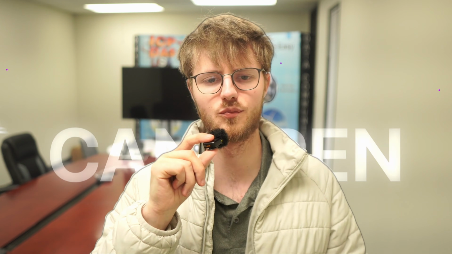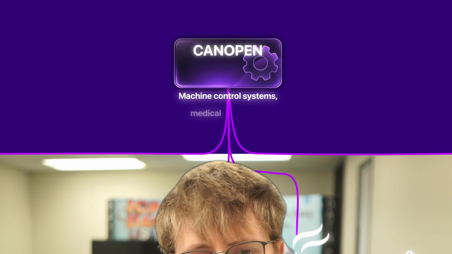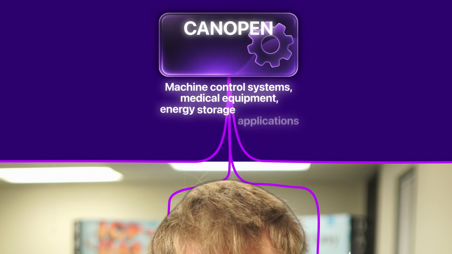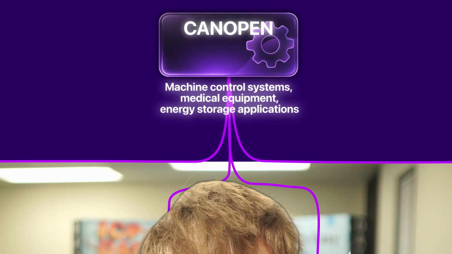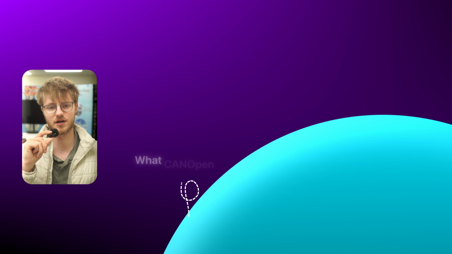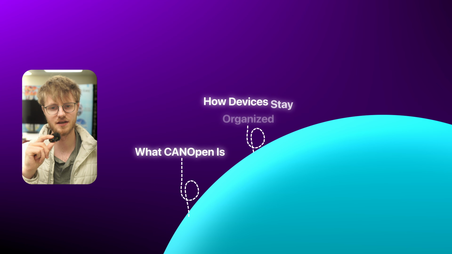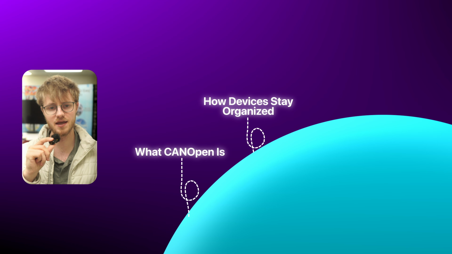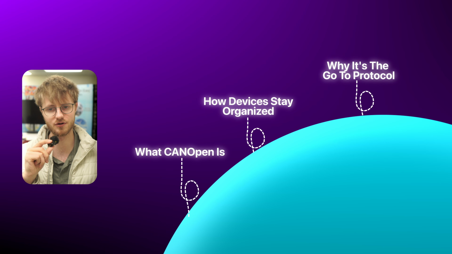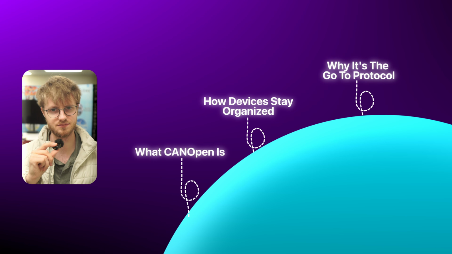CANopen is one of the most widely used communication protocols in industrial automation. It's been running machine control systems, medical equipment, and energy storage applications for over 30 years. In the next 2 minutes, you'll learn what CANopen is, how devices stay organized on a shared network, and why it's becoming the go-to protocol for engineers building precise, reliable industrial control systems.